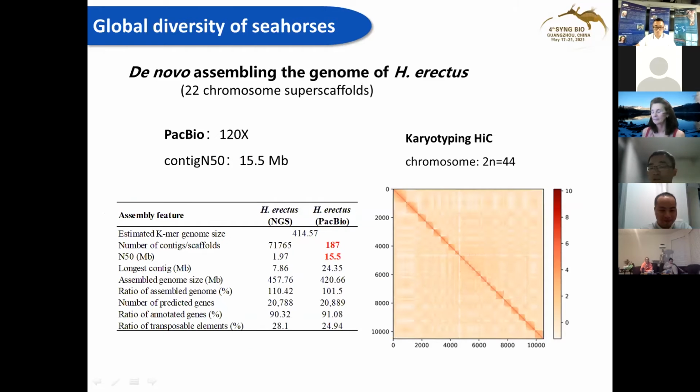In addition, we also used PacBio and HiSeq technology to get a new advanced genome of Hippocampus erectus. And the high-quality genome will help us to find more details about the genetic basis of the biology. Then, using the data, we performed the following analysis.